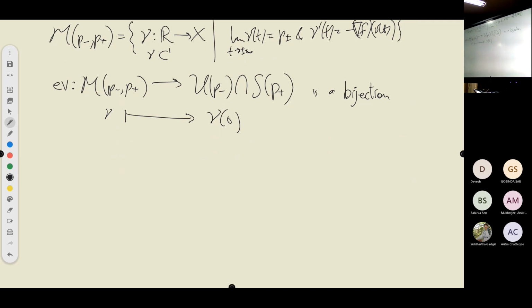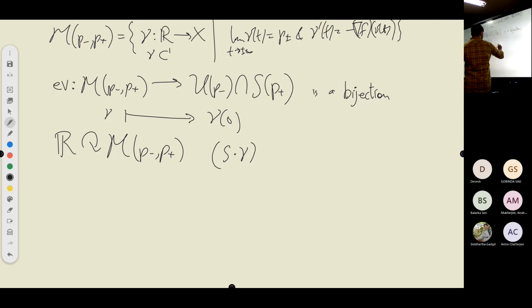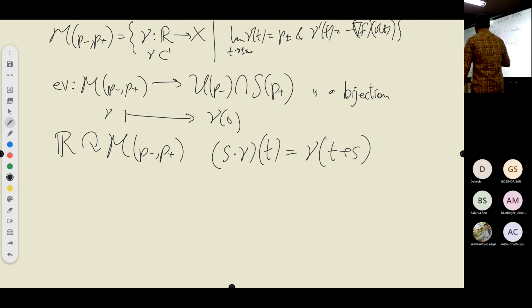Okay. So notice that this space has an R action, which is a real number S acts on gamma. And this gives a new trajectory. So this new trajectory evaluated at T is just gamma of T plus S. The first thing to notice is that whenever P plus and P minus are not equal, this R action is free. And that's just because your trajectory is not constant anywhere.